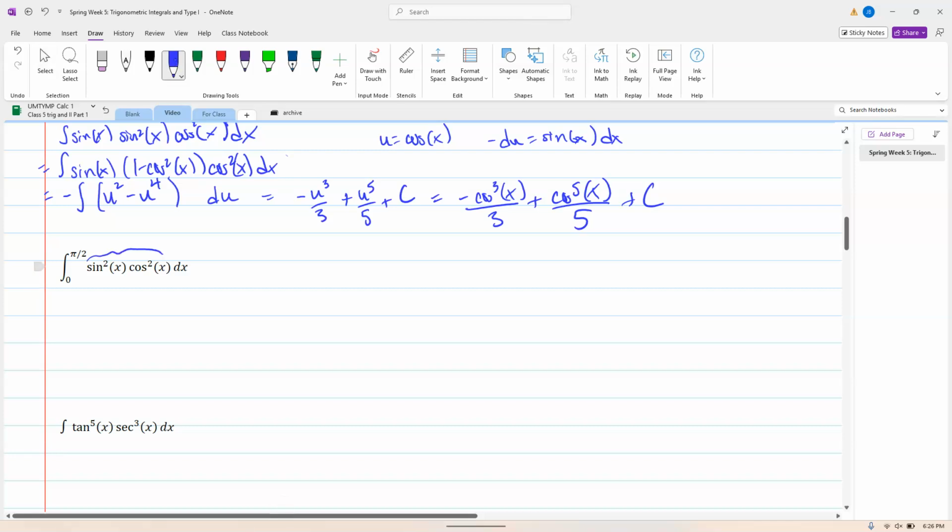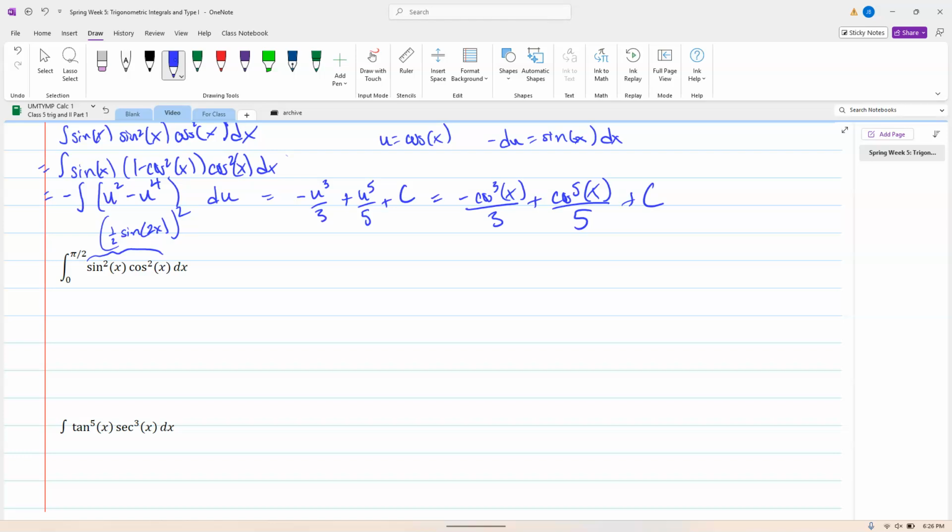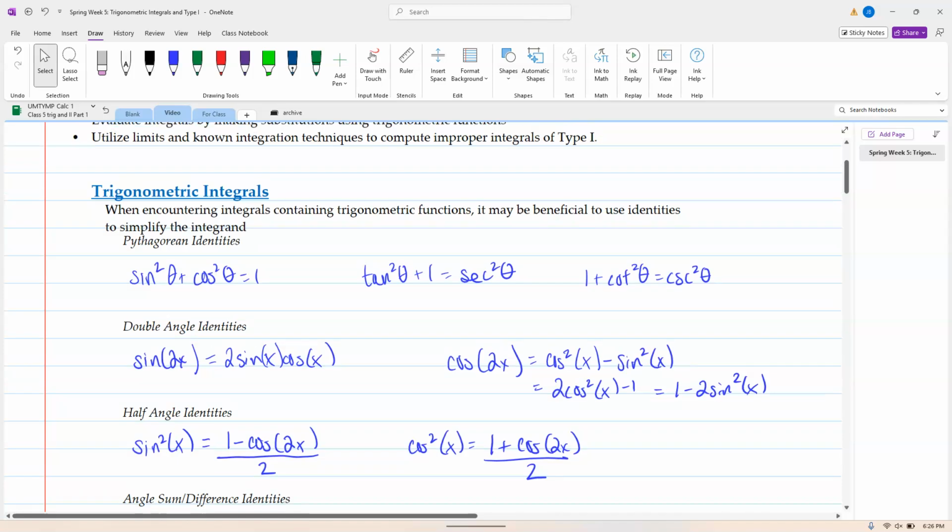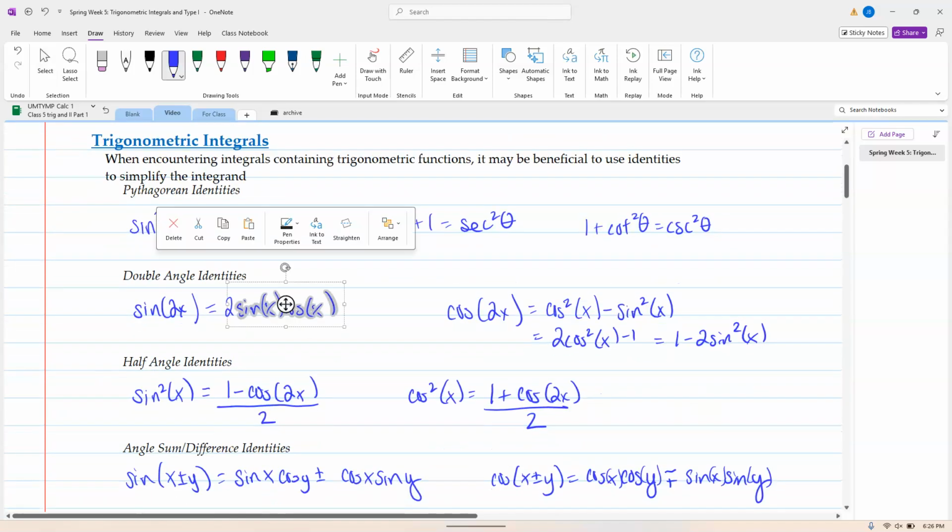I'm going to say that this in here would be 1/2 of sine of 2x all squared. So then this would be integral 0 to pi over 4 of 1/4 sine squared of 2x dx. And now this is where I'm going to employ another formula. I'm going to use a half angle formula, specifically the one for sine. So I have sine squared is equal to this.